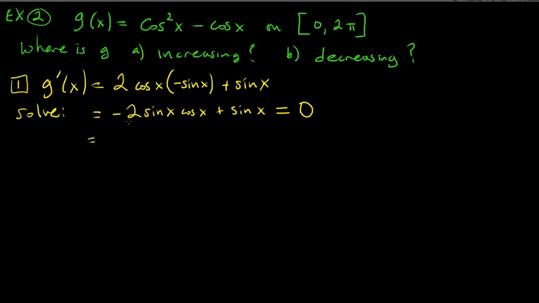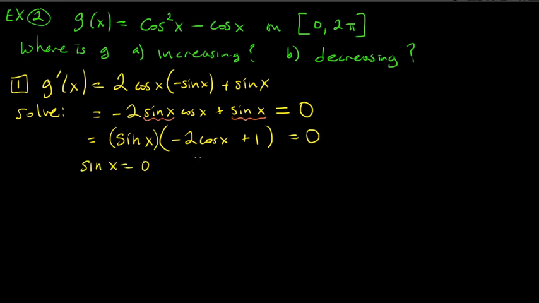And some of you might be thinking, oh, this looks familiar. This looks like sine of 2x, the double angle formula. Yes, but I don't think that's going to help us here. What's going to help us is the fact that there's a sine here and a sine here. So it's a common factor. We can factor out sine of x, and it multiplies negative 2 cosine of x plus 1. And so now that we have the two factors, we just set the two factors equal to 0. So sine of x equals 0, and then 1 minus 2 cosine x equals 0.